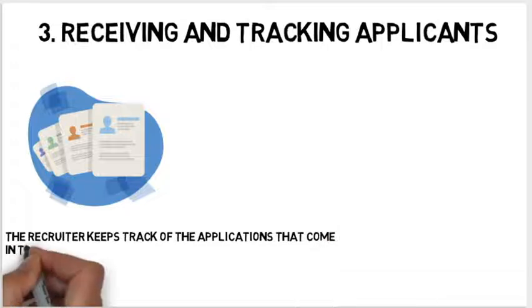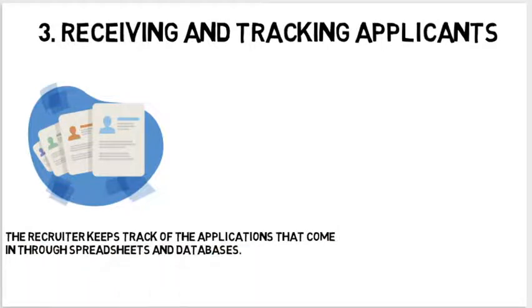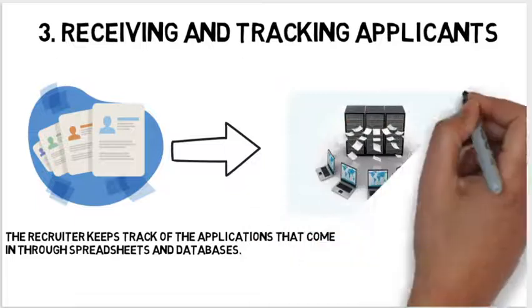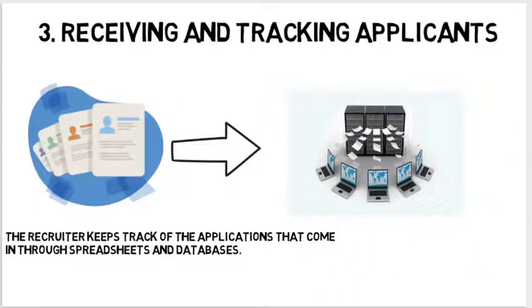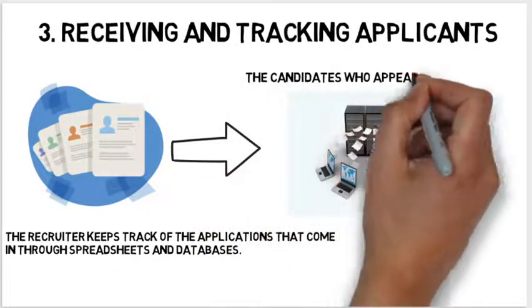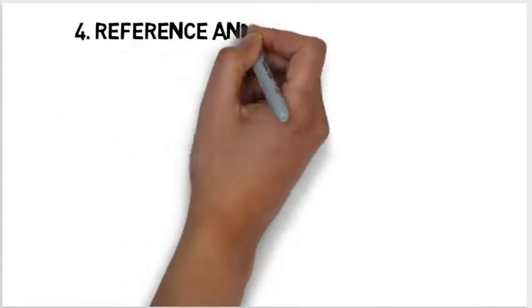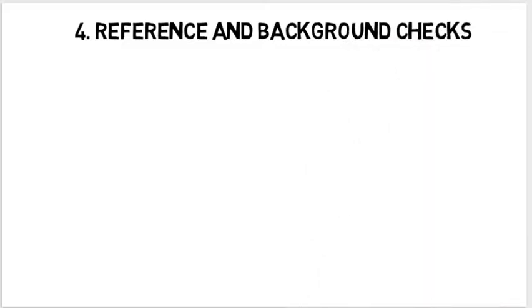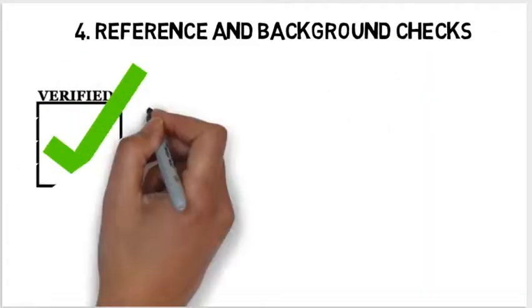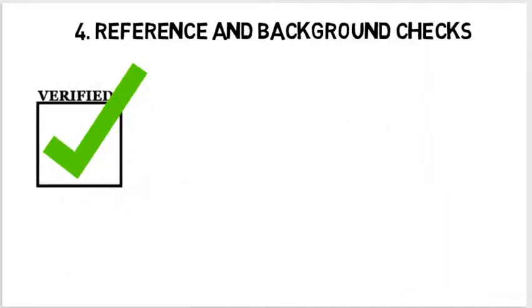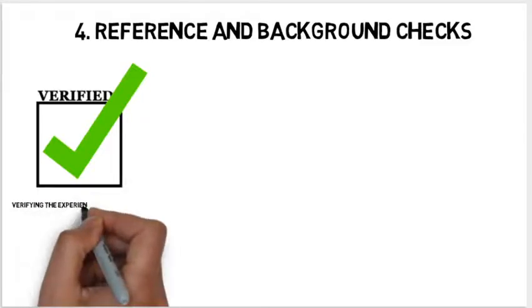The recruiter keeps track of the applicants that come in through a spreadsheet and database. He tries to organize the information so that the candidates who appear most qualified are easy to find and contact. Fourth, reference and background check. Another function of recruiting is verifying the experience and work ethic of the candidate.